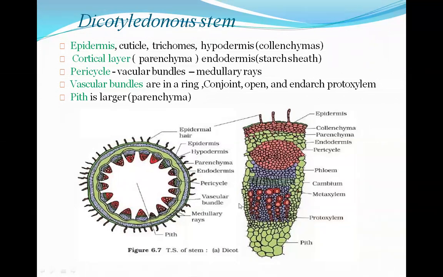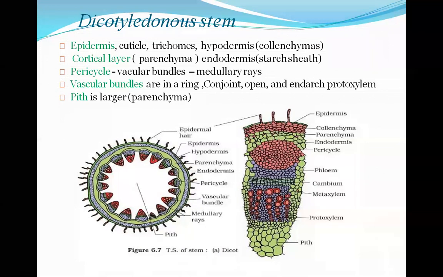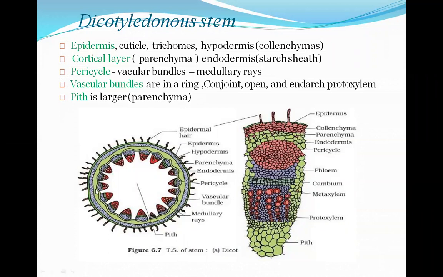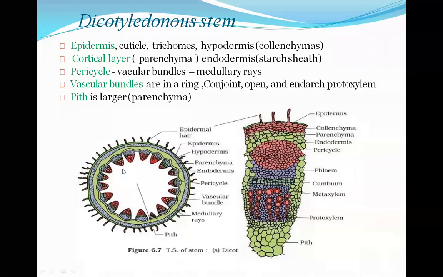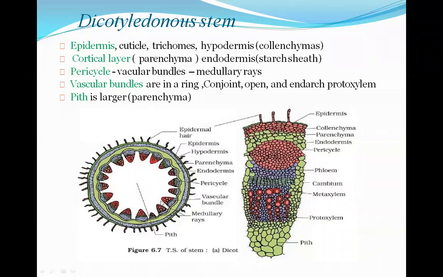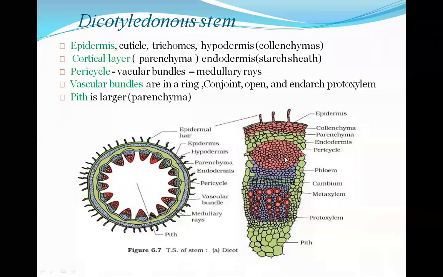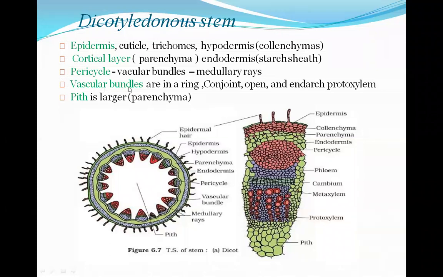That means there will be several portions at which there will be no presence of either xylem or phloem, right? From those portions the particular growth can be carried out, and for this reason it is known as the medullary rays. So this pericycle is going to contain the vascular bundles, and there will be the presence of the medullary rays. Next is the vascular bundles.